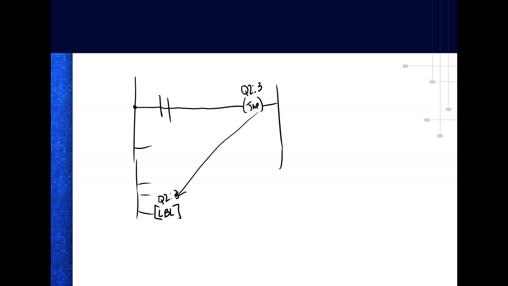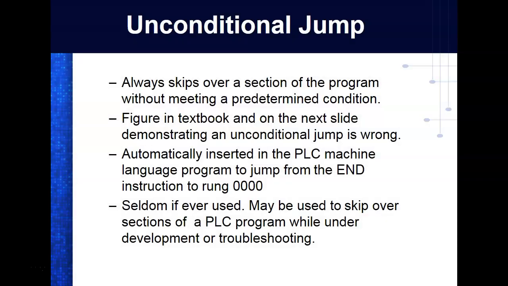So as soon as I put a contact or anything, if I put a compare instruction, if I put a contact, then that's no longer unconditional, right? You understand why? Because the condition has to be met. So that's primarily what we're going to use in this class, in fact. Always skips over a section of program.